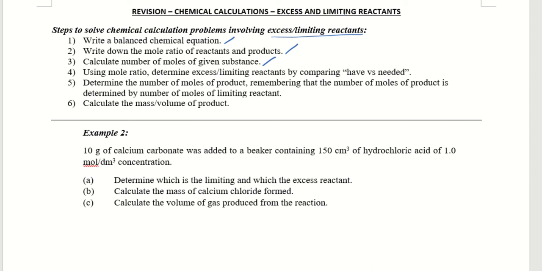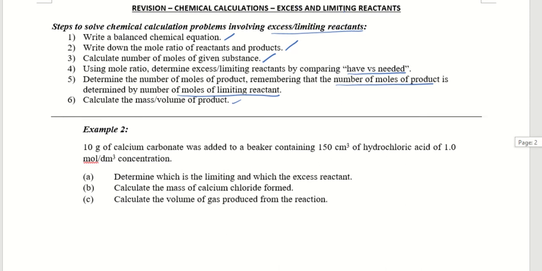Step 4 is where we need to pay a little bit more attention, where we use the mole ratio to determine which is the excess and limiting reactants by comparing what we have versus what we need. And as usual, once we have determined the excess and limiting reactants, we can calculate the number of moles of the product, remembering that it is dependent on the number of moles of the limiting reactant. And once we know the number of moles of the product formed, we can easily calculate the volume or the mass as required in the question. So let's see how we can use these steps to solve our next problem.